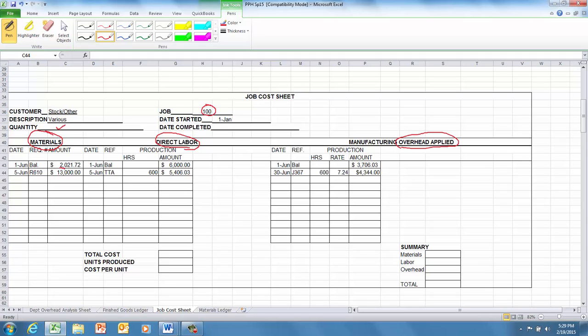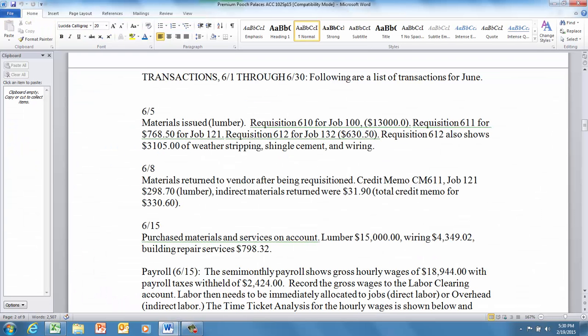Okay, so here is our 13,000, and notice there was a balance to begin with in this job for materials of $2,021.72. Okay, so we can go back. So that was the first one. We're now done with it.